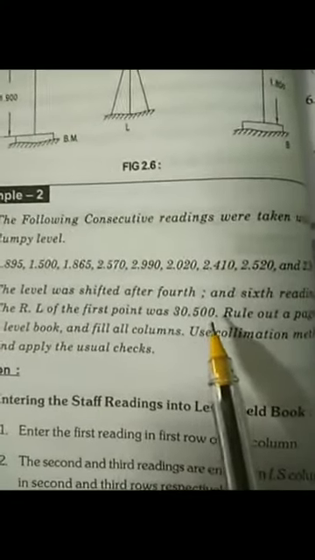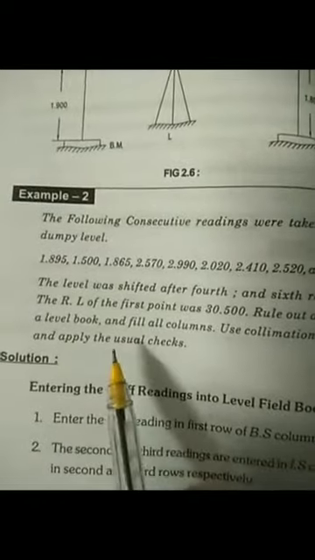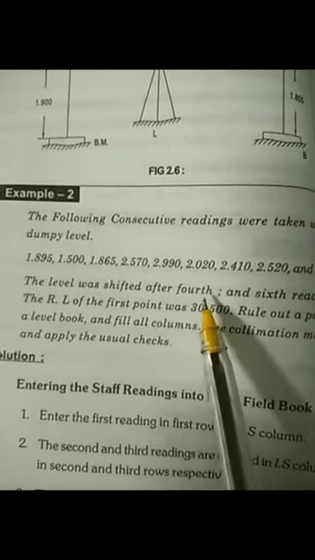Okay, the RL of the first point was 30.500. Rule out a page of a level book and fill all columns. Use the collimation method and apply the usual checks. So these are the readings given by the dumpy level, and the instrument is shifted in the 4th place and in the 6th place. That is nothing but change point 1 and change point 2. The RL given here is 30.500. So now let us draw a table, that is a field book. This is the table we have to draw.